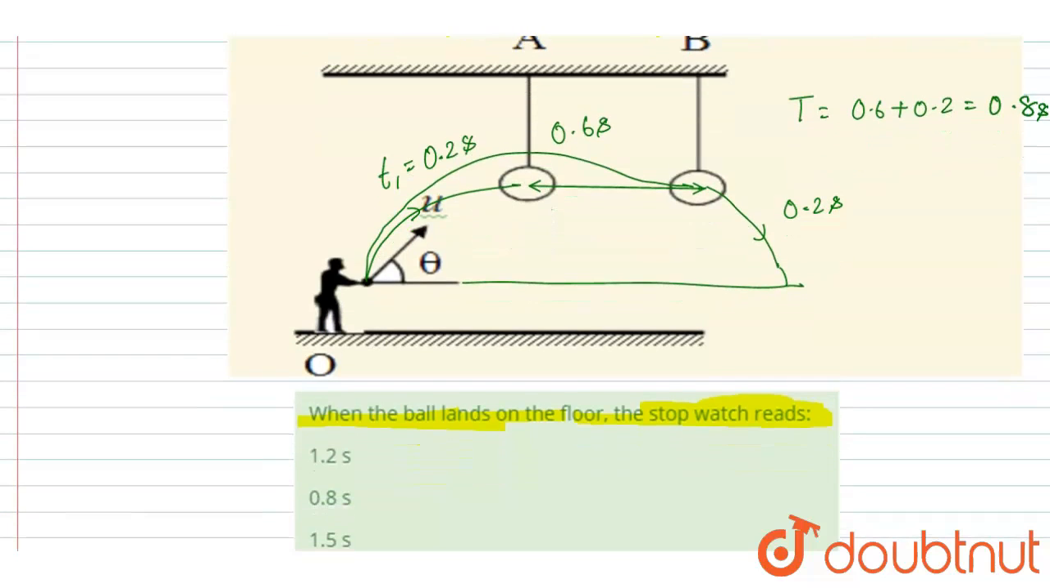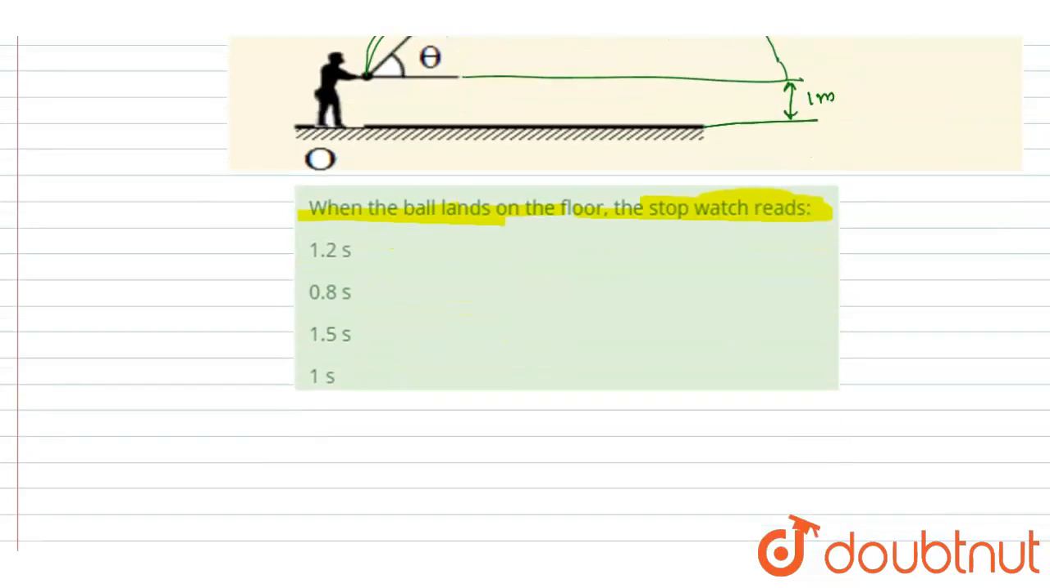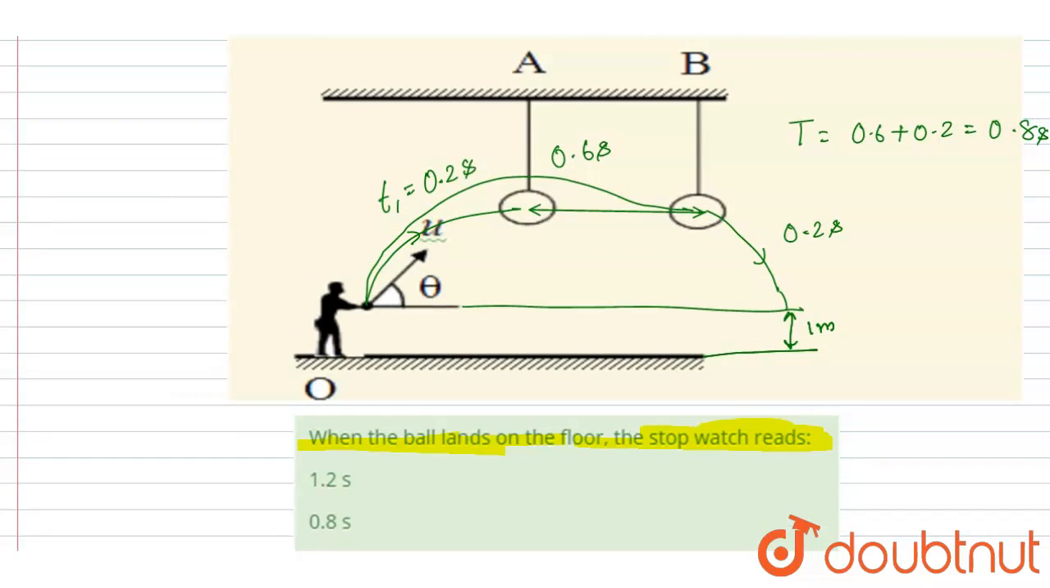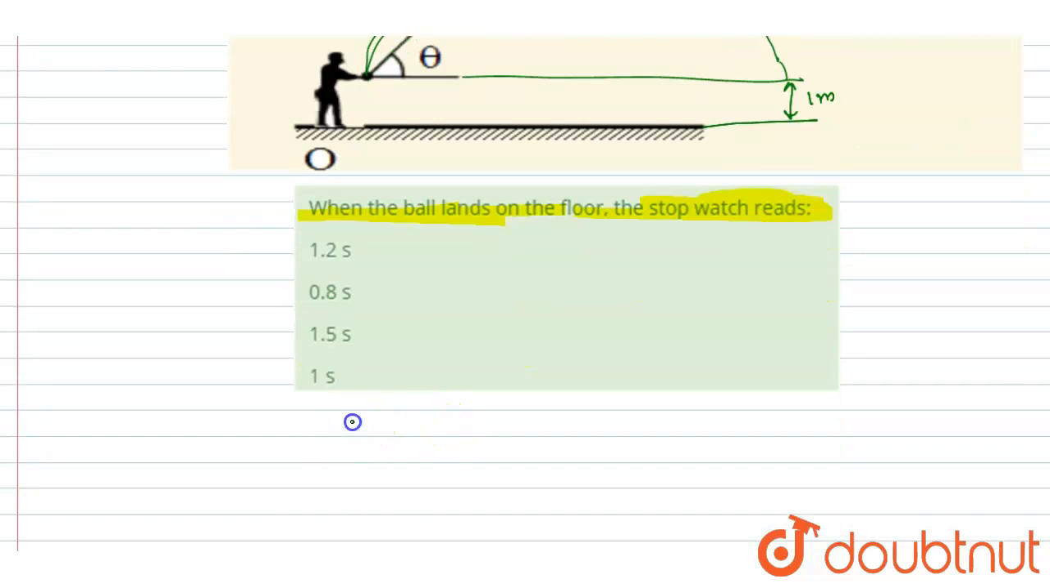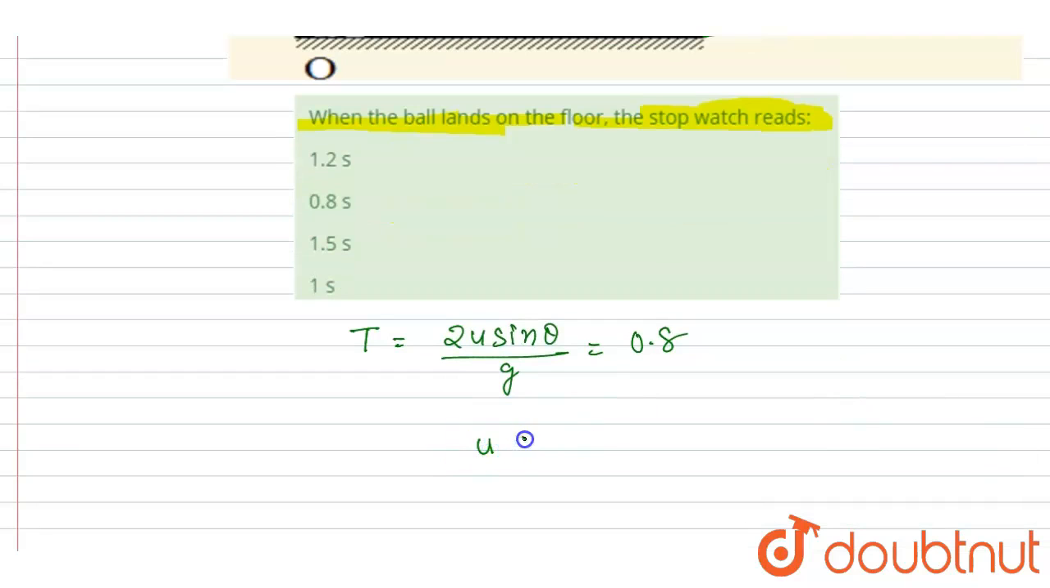And you got the time of flight. We want the stopwatch reading when it hits the floor. But this projection point is not at the floor level. It is at a height of 1 meter from the floor. Now you know the time of flight, and from here you can get u sin theta. The time of flight is 2u sin theta by g. We already calculated this in the earlier part. If you put the value of g as 10 here, you will get u sin theta equal to 4 meter per second.